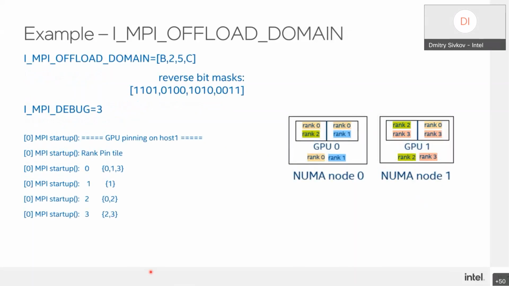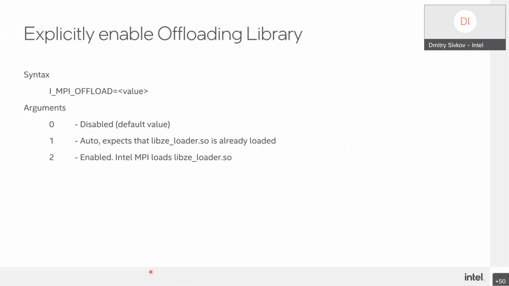And of course, you can specify a bit mask to use specific ranks with specific GPUs. So you can mix bit masks to assign parts of GPUs to different ranks. Okay, so this is about pinning of GPUs to MPI ranks, and now about how to use GPU buffers with Intel MPI.